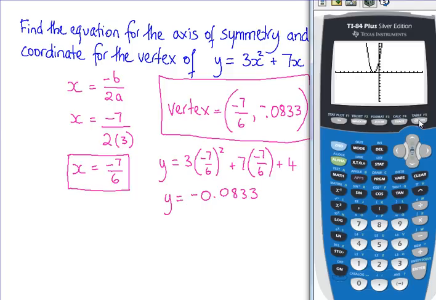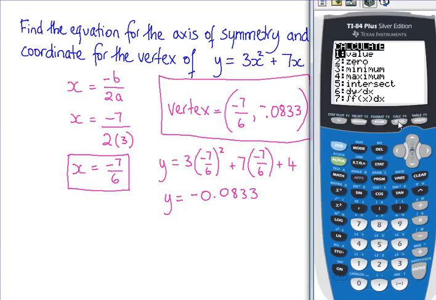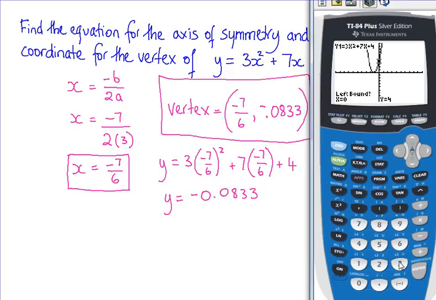And so what we're going to do now is go to second, calc. We're looking for the minimum, so we're going to hit number 3. The first thing it wants us to do is to go to the left-hand side of the vertex. At the moment, the flashing cursor is on the right-hand side, so we're going to move it slowly across past the vertex. This is important. You need to get it past the vertex and on the left-hand side of it. So just something like that is great.